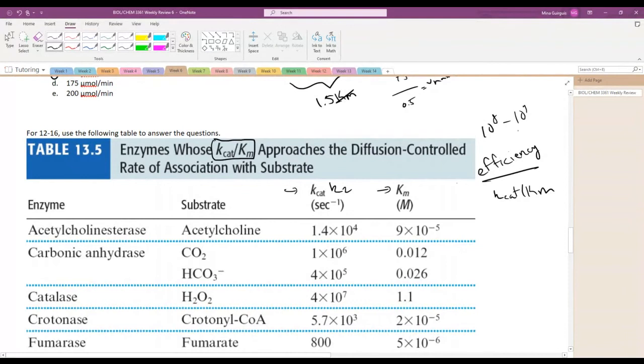Let's talk about these numbers. 10 to the 9th is the absolute upper bound, and the reason for that is diffusion. Your molecules simply cannot move that fast. You're never going to have a catalytic efficiency above 10 to the 9th. So if you have a catalytic efficiency somewhere in the 10 to the 8th range, what that's saying is that this is a really, really efficient process. And so we consider it a perfect enzyme for the substrate because of that efficiency. Just wanted to bring that up.